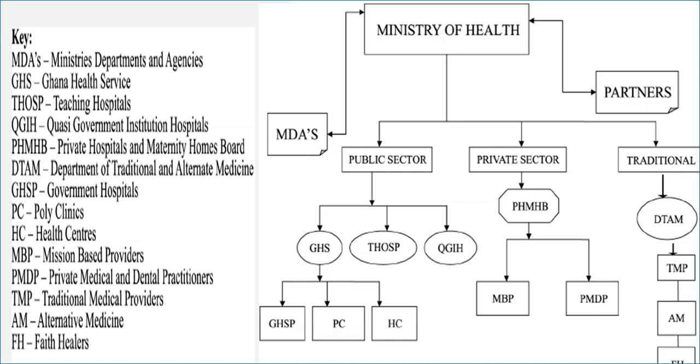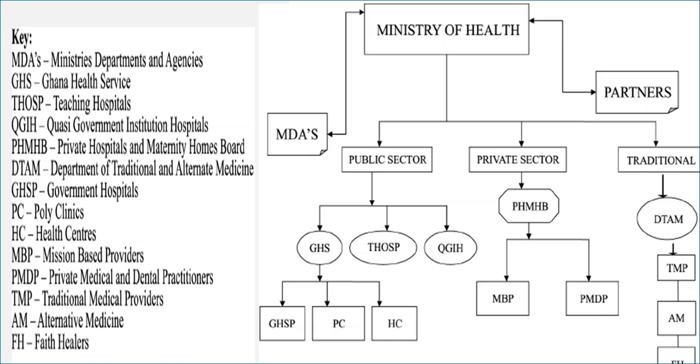Then we have under the Ministry of Health three main sectors: the public sector, the private sector, and the traditional one. Under the public sector, we have the Ghana Health Service, GHS. We have the teaching hospitals, and outside the teaching hospitals, the quasi-government institutions, and I've explained what the quasi is. Okay, partly government, partly private, sponsored by government but managed privately. Then under the Ghana Health Service, we have the government hospitals, the polyclinics, and the health centers. Okay, they all fall under the Ghana Health Service.